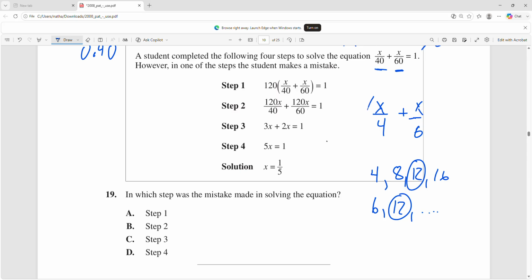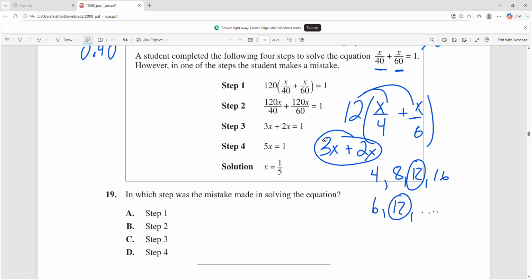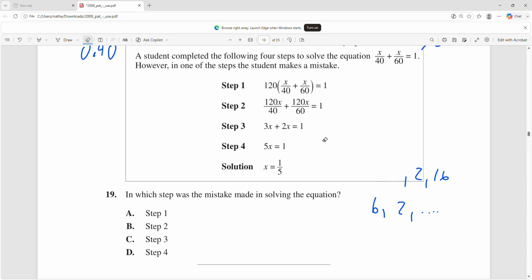So if I were to multiply this by 12, I multiply it here and I multiply it here. I know that 12 divided by 4 is going to give me 3, so I would get 3x. When I multiply 12 to this, it goes to the numerator, and then 12 divided by 6 would be 2. I would get 2x. They do that to get rid of these fractions so we don't have to work with them anymore. Okay, so that's what they're doing there. But instead of 4 and 6, it's 40 and 60, so 120 works good for that. So we can see why they're doing that.